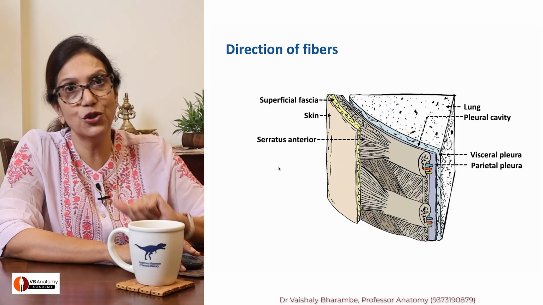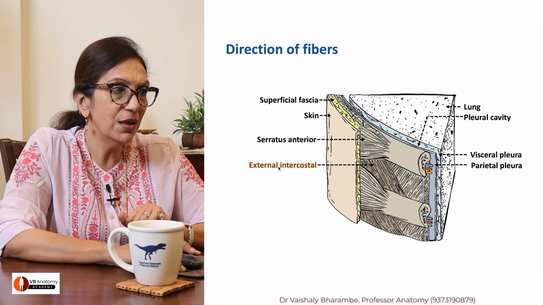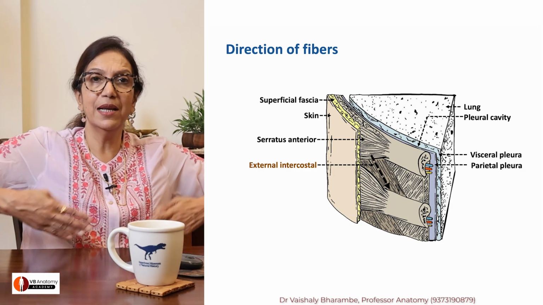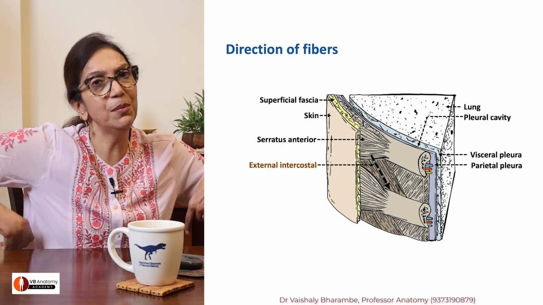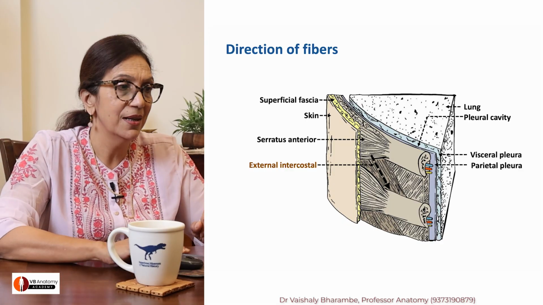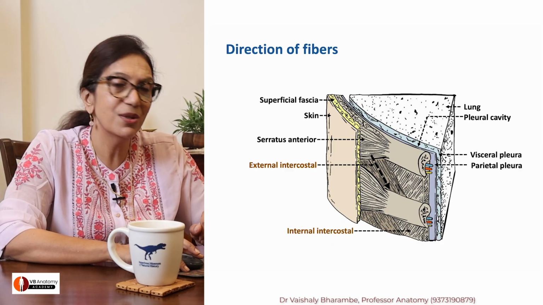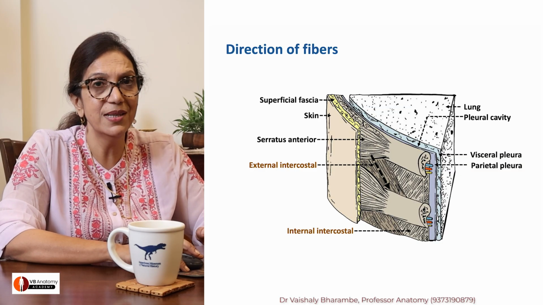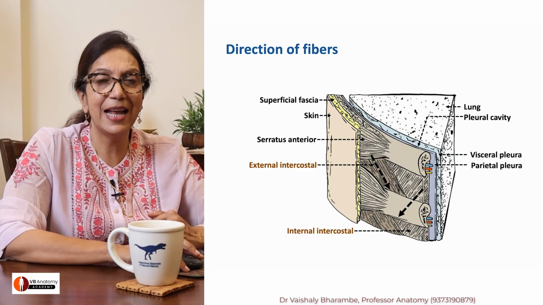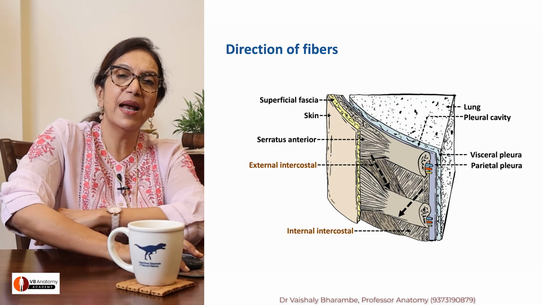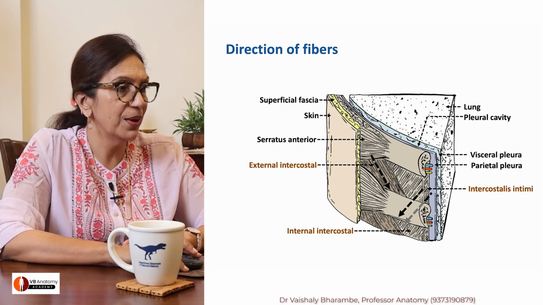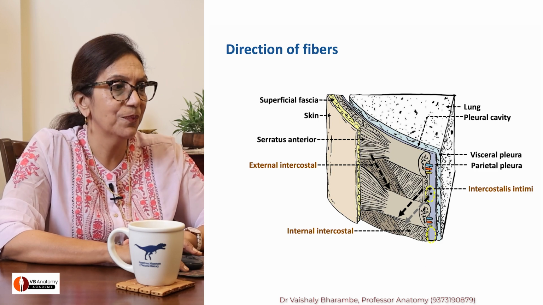Now let's talk about direction of fibers. As you see, the external intercostal fibers are directed downwards and medially anteriorly, and downwards and laterally posteriorly. Just grip your thoracic cage like this and you will get the fibers. The internal intercostal and intercostalis intimi are perpendicular to this, directed downwards and laterally anteriorly, and downwards and medially posteriorly. Intercostalis intimi lies parallel to internal intercostal fibers.